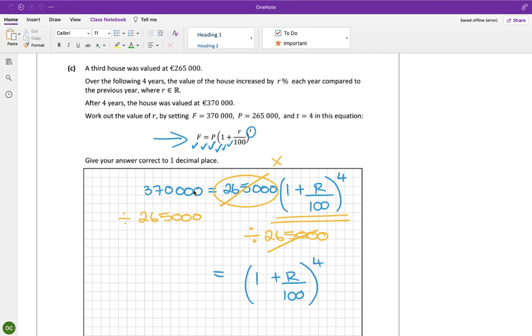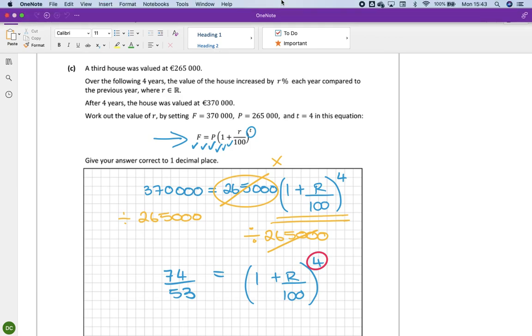And on the left, I have... So I'm going to do that division, and I'm going to get... Okay, so the decimal number is really, really long, so I'm just going to leave it as a fraction. So it's 74 over 53. Okay, next thing I want to get rid of is the power. So the opposite of power is root. So hang on, I'll be back in a sec.